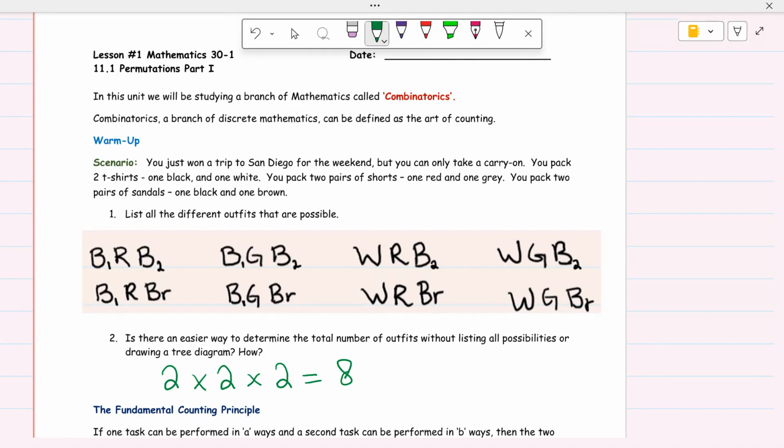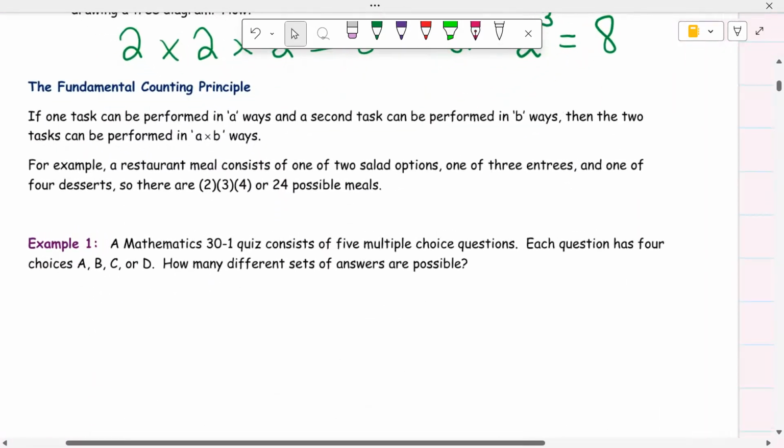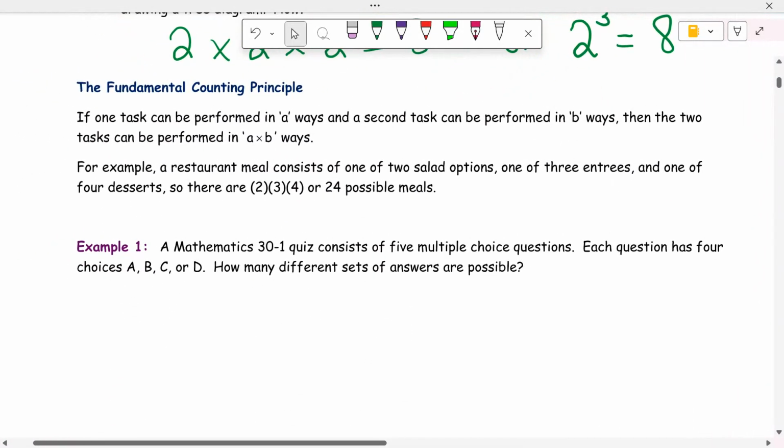A lot, probably. Yep. Oh, of course. Absolutely. Right? So yes, you could. This is the same as 2 to the power of 3. Same thing. Right? So when you have repeating choices, you can write them the 2 different ways. They mean the same thing. So that is what we call the fundamental counting principle. If one task can be performed in A ways and a second task can be performed in B ways, then the 2 tasks can be performed in A times B ways.